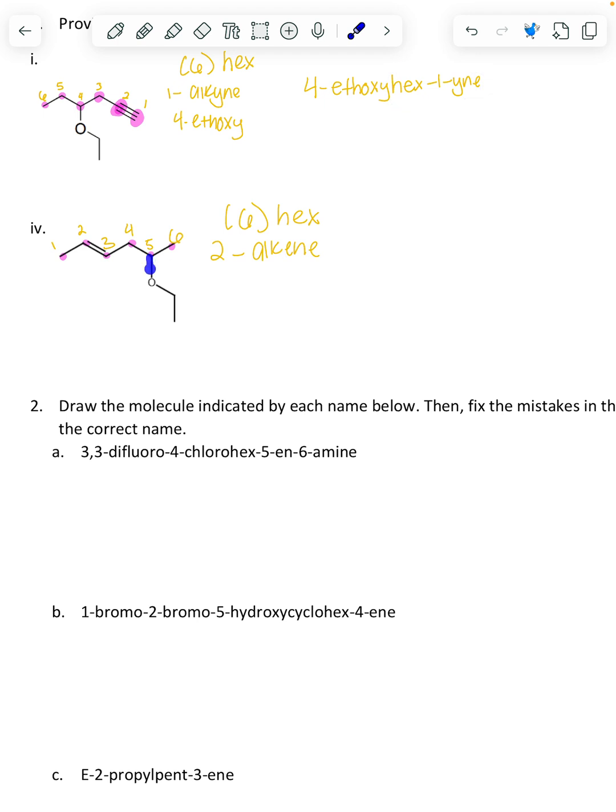Then, like I said, the only thing attached to that parent carbon chain is this ethoxy right here. We know it's an ethoxy because it has 2 carbons, which is an ethyl group, and that ethyl group is then attached to an oxygen, which is then attached to the carbon chain. And that is on carbon 5.